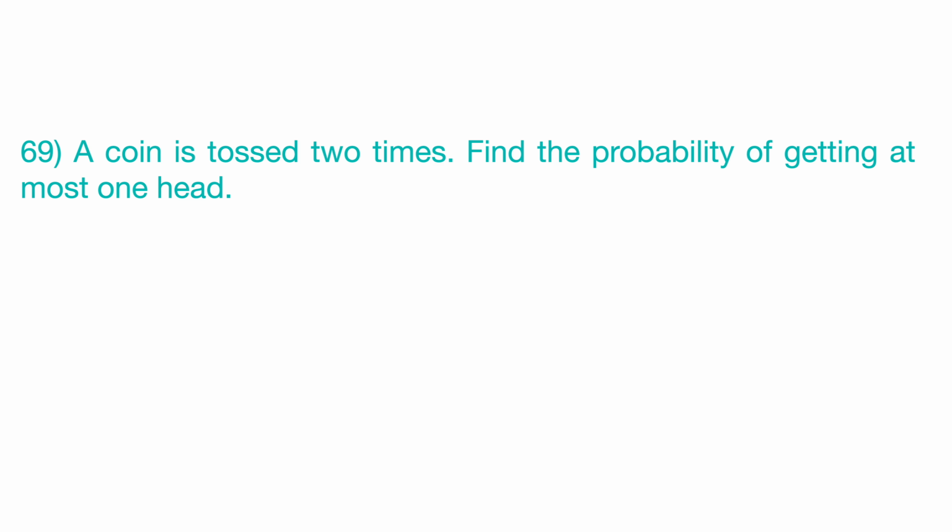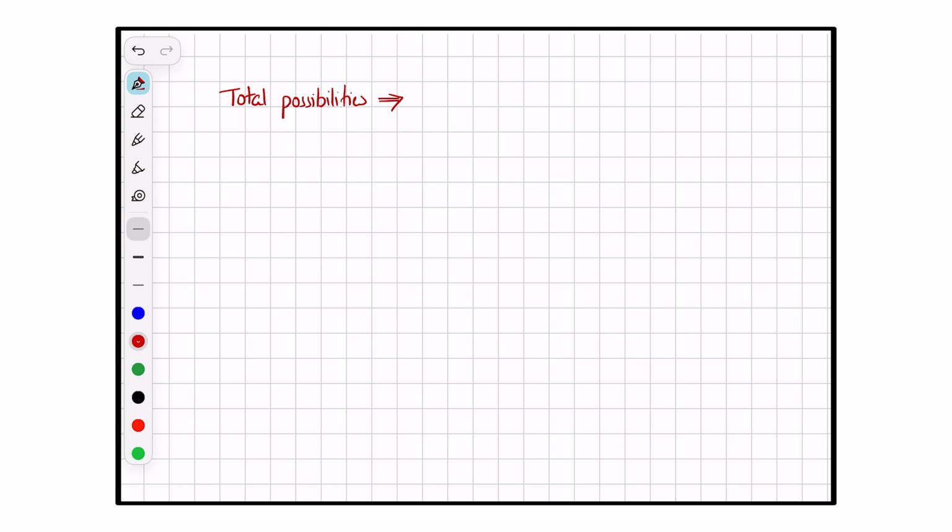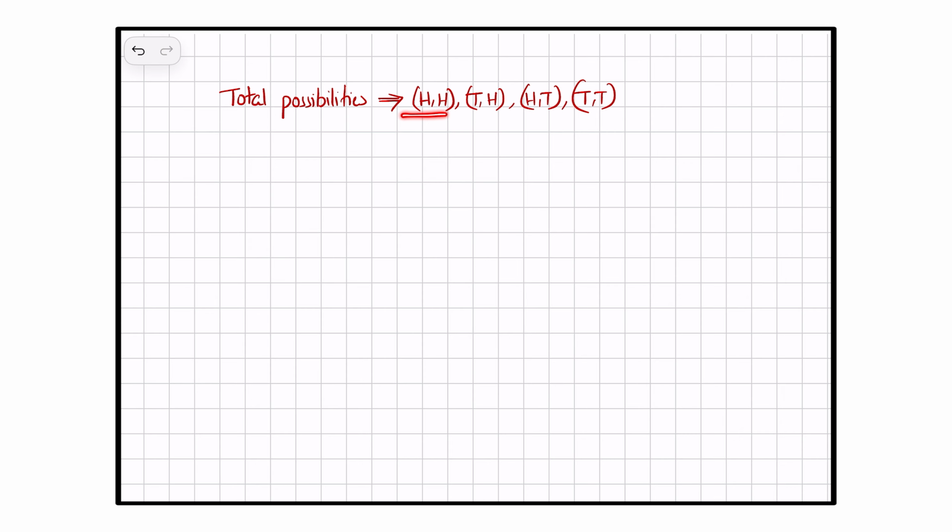What I would do is first write all the possible outcomes in this particular problem, that is, tossing a coin 2 times. So total possibilities are going to be head and head, tail and head, head and tail, or tail and tail. Now let me write the number of heads in each of the outcomes. In this particular case I have 2 heads. In this I have only 1 head, again 1 head here, and 0 heads here.